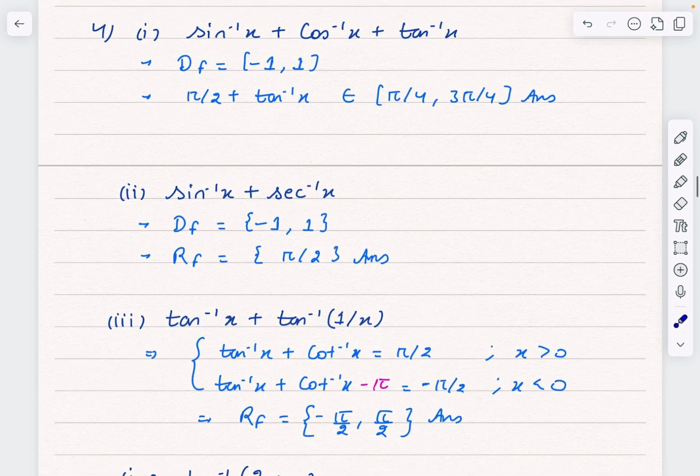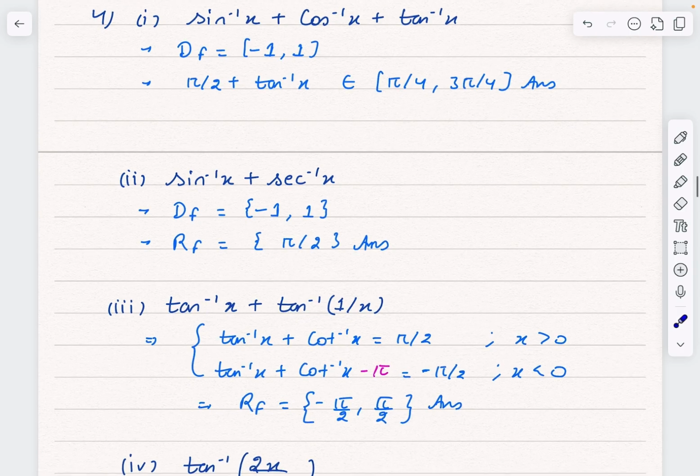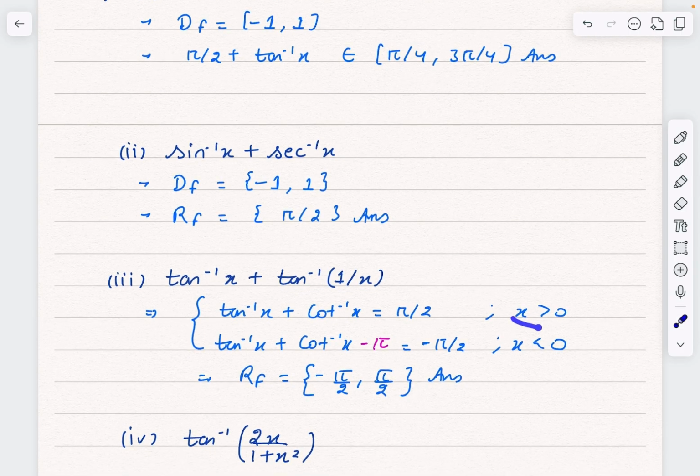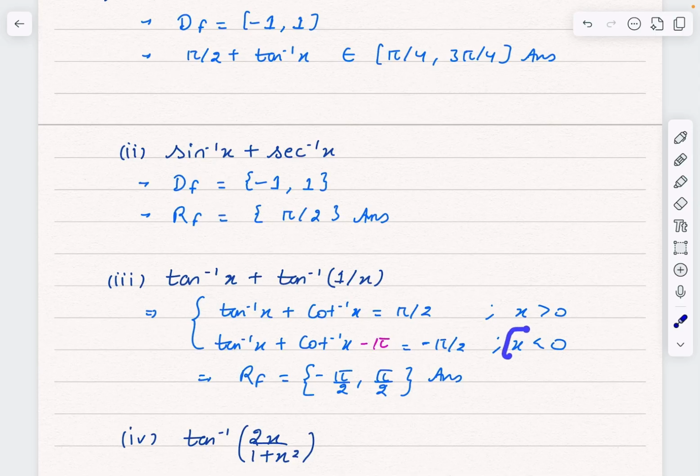Next, tan inverse x plus tan inverse 1 by x. This we have discussed already, it is the important thing. If x is greater than 0, tan inverse 1 by x will be cot inverse x. Then tan inverse x plus cot inverse x will be pi by 2. But if x is less than 0, then tan inverse 1 by x will be cot inverse x minus pi. So tan inverse plus cot inverse will be plus pi by 2 minus pi, you get minus pi by 2. So the range here is only two numbers, minus pi by 2 or plus pi by 2.